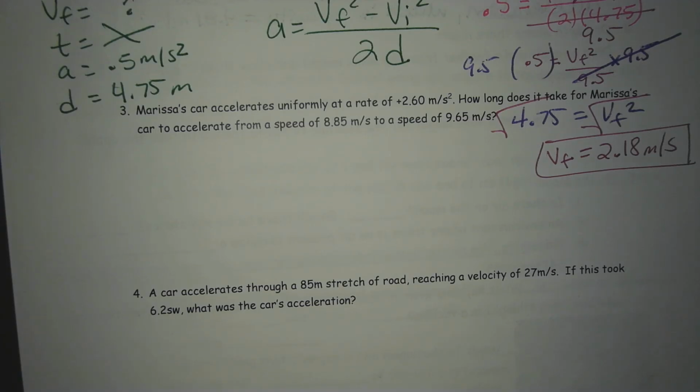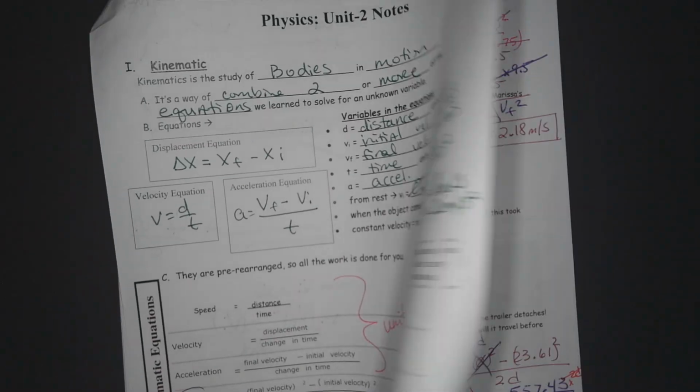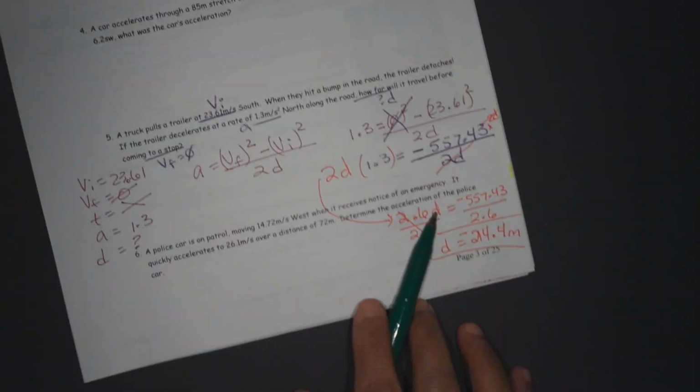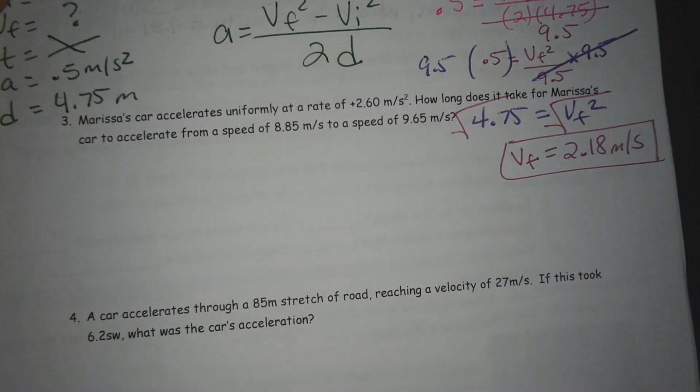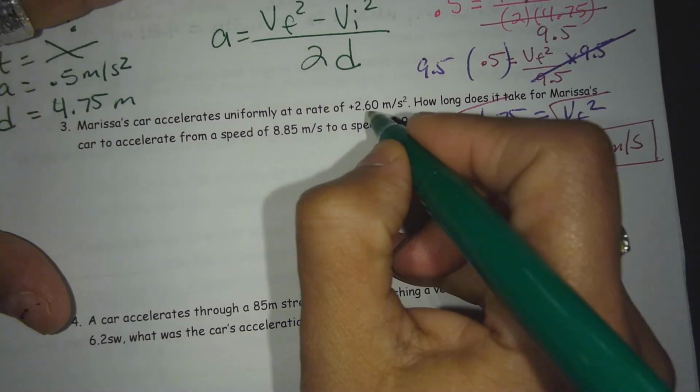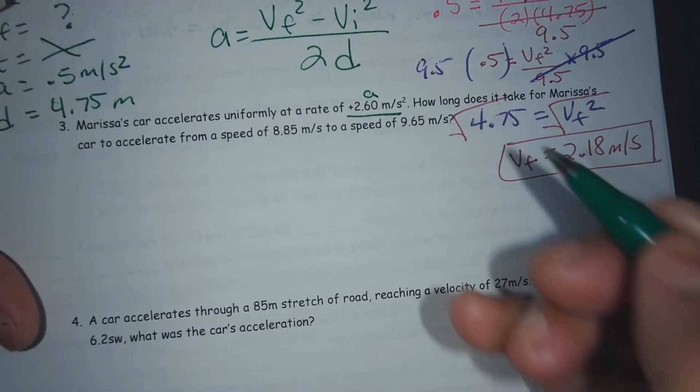So I'm going to go ahead, this is the notes. Here's Unit 2 notes, and I just turned one page to page 3. Question 3. So here, Marissa's car speeds up, and this is her acceleration.